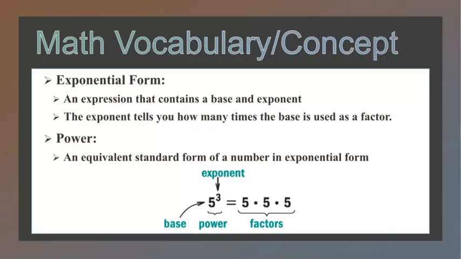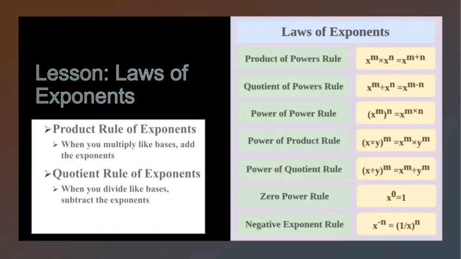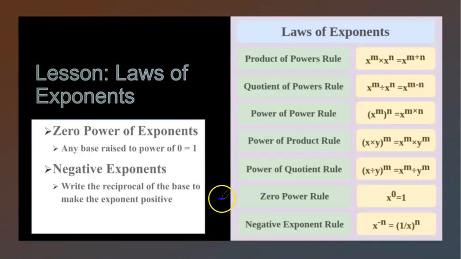So what laws and rules of exponents are we going to be looking at today? We're going to be looking at the product rule of exponents. The product rule says when you multiply like bases, you add the exponents. The quotient rule of exponents says when you divide like bases, you subtract the exponents. Then we're also going to look at the zero power rule, which says any base raised to the power of 0 is equal to 1, except the base can't be 0. And then negative exponents: you write the reciprocal of the base to make the exponent positive.